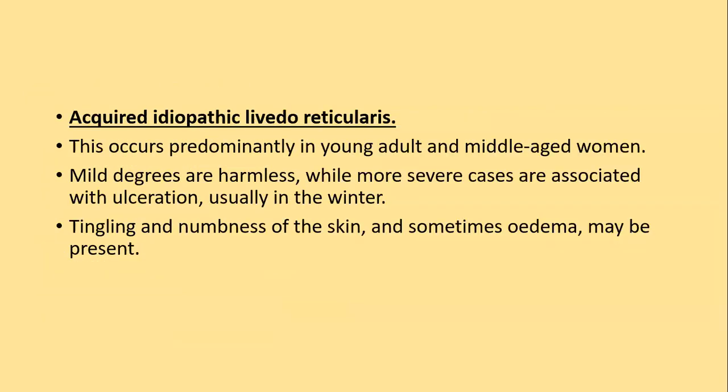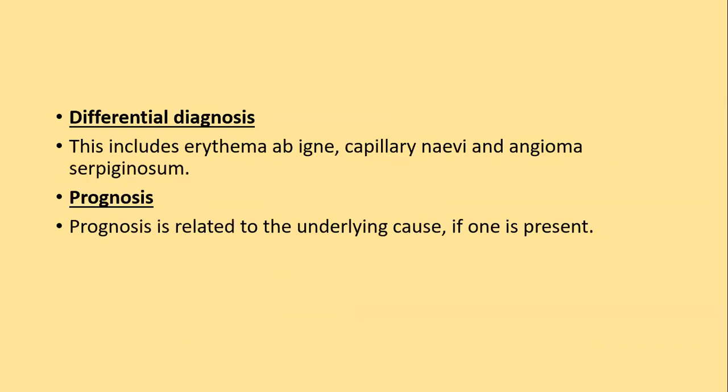Acquired idiopathic livedo reticularis occurs in young adults and middle-aged women. Mild degrees are harmless, while severe cases are associated with ulcers and usually occur in winters. Tingling and numbness of skin and edema may be present. Differential diagnoses include erythema ab igne, capillary nevi, and angioma serpiginosum.